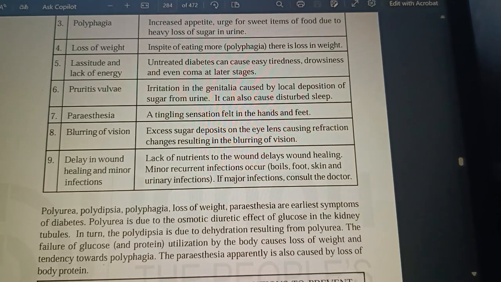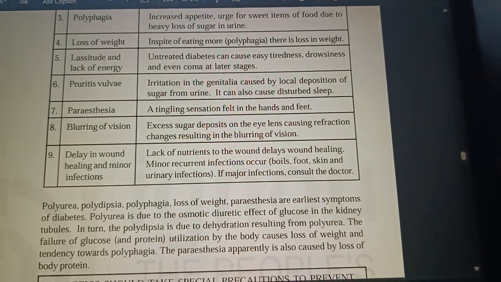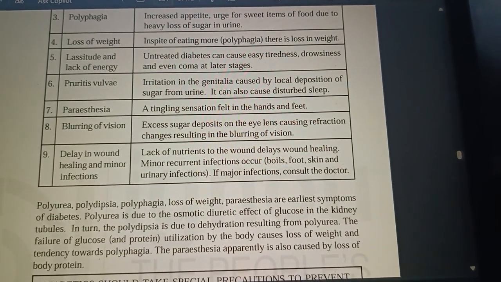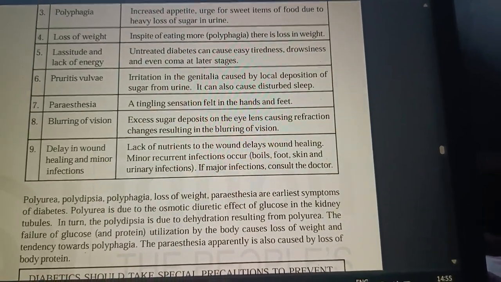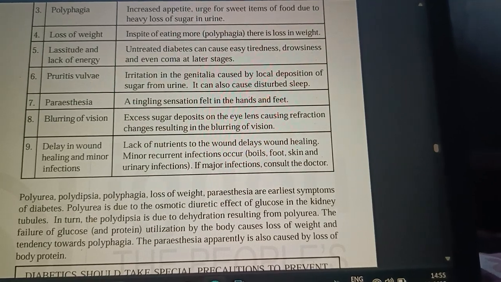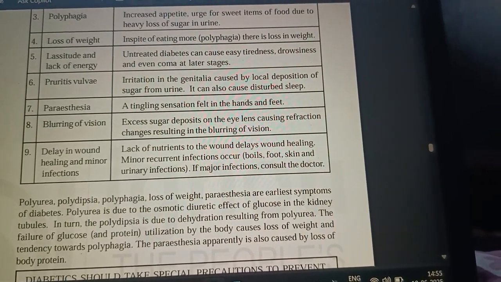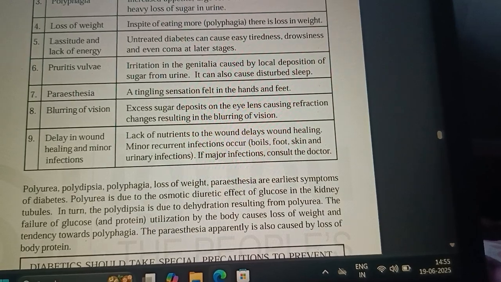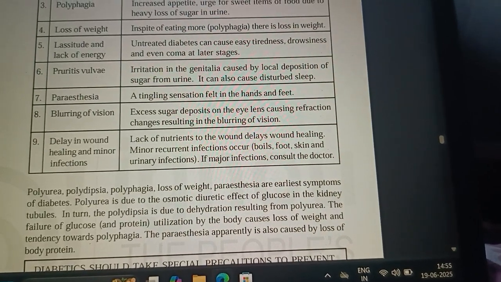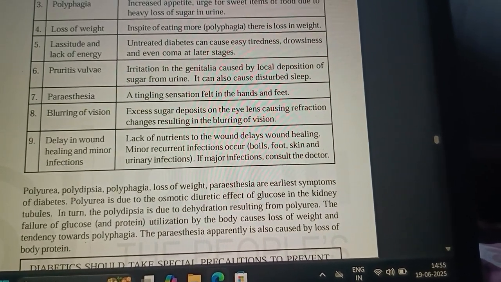Lassitude means lack of energy. Untreated diabetes can cause easy tiredness and drowsiness because of lack of energy, and even coma in later stages. Pruritus vulvae: irritation in the genitalia caused by local deposition of sugar from urine. It also causes disturbed sleep.